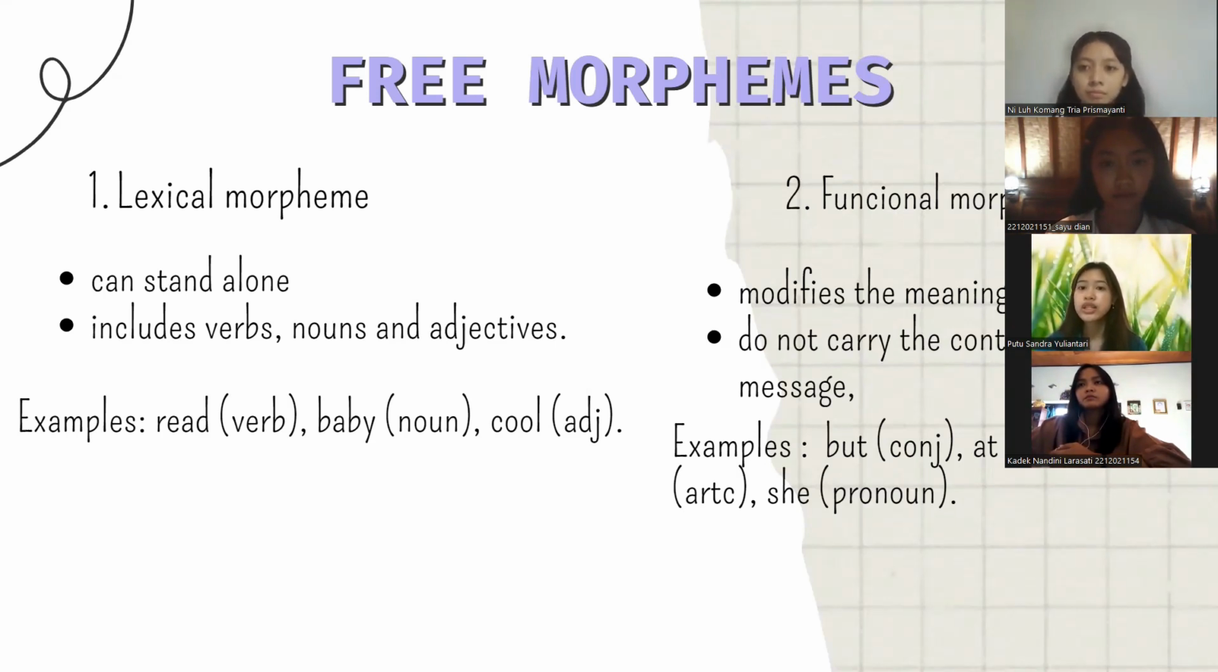Next is functional morphemes. Functional morphemes are morphemes that can stand alone, but it is not clear what content will be conveyed. Unlike the lexical morphemes, which carry the core meaning of a word, functional morphemes serve to convey grammatical information. Functional morphemes are divided into four, namely conjunctions, prepositions, articles, and pronouns. For example, but is a conjunction, at is a preposition, the is an article, and she is a pronoun.